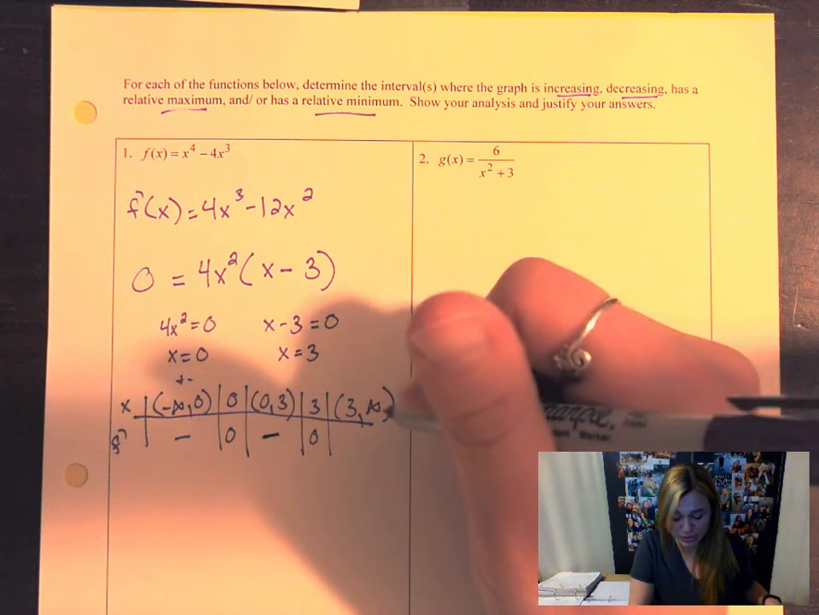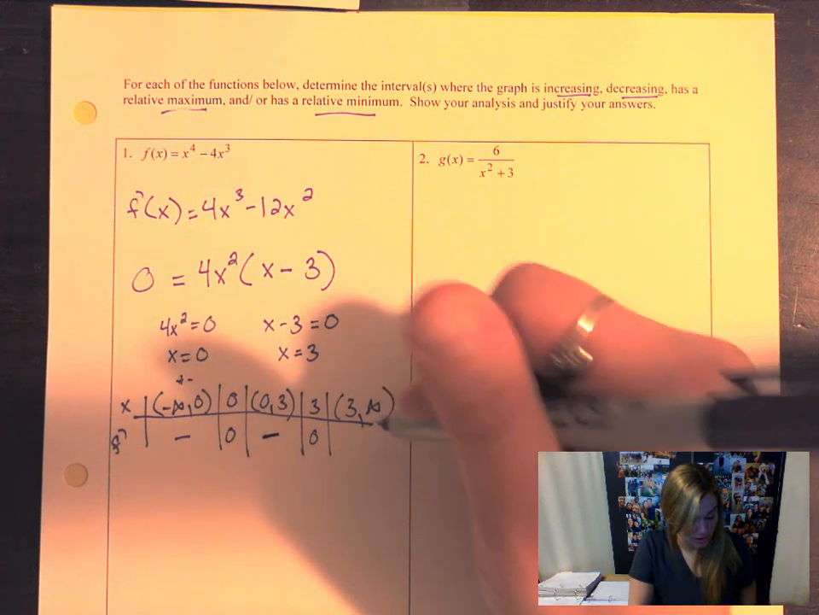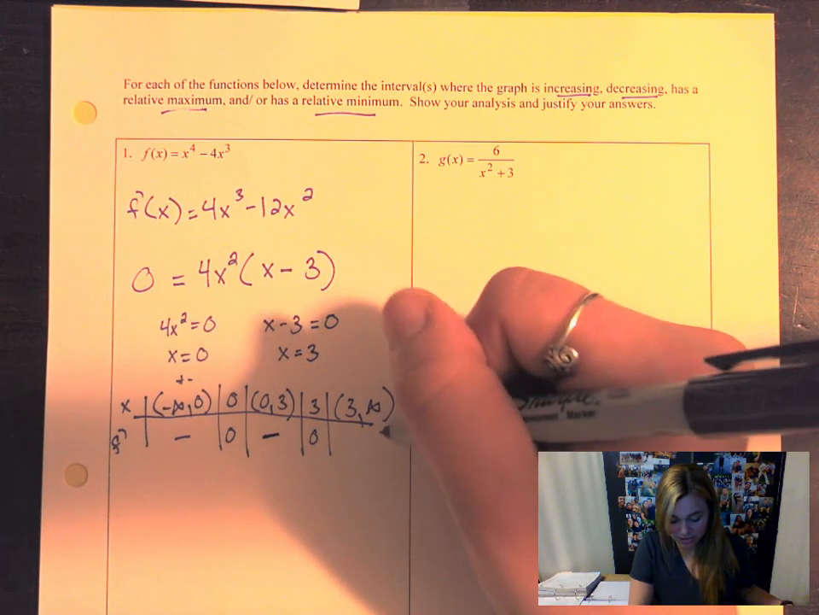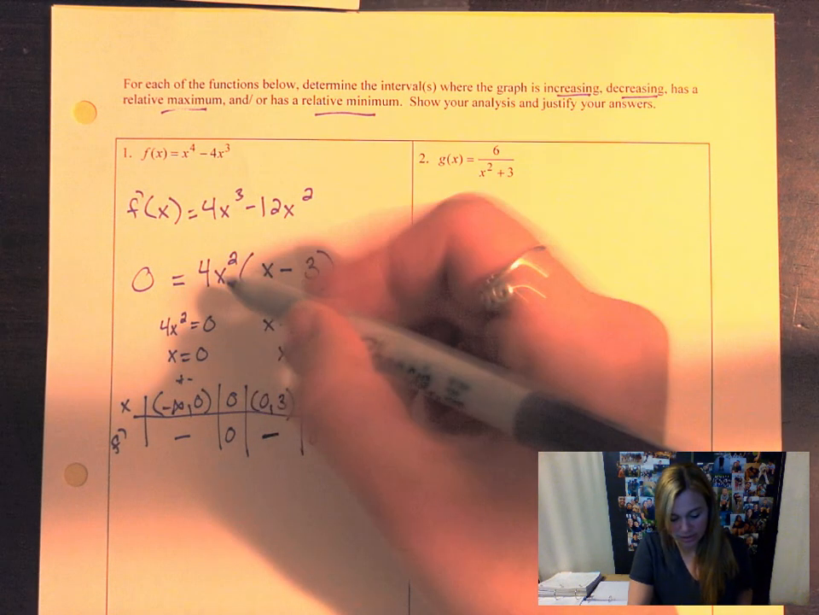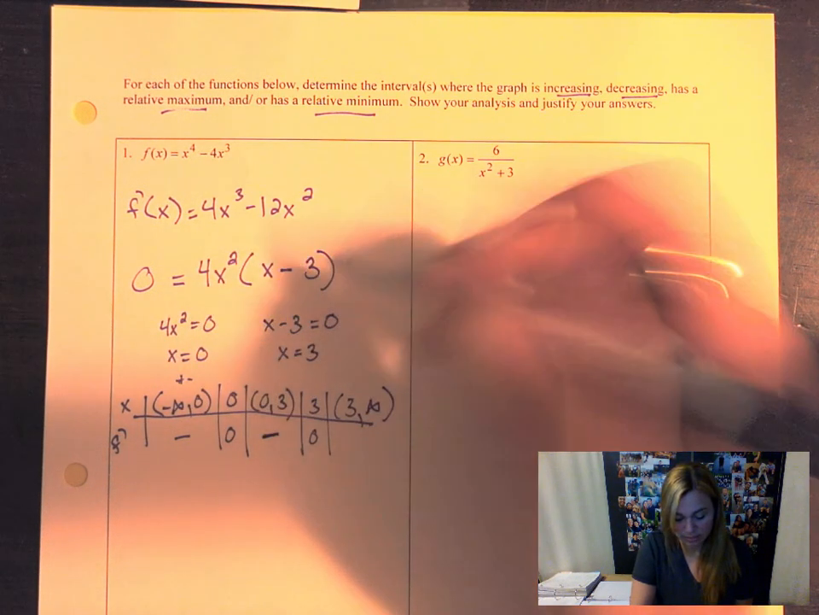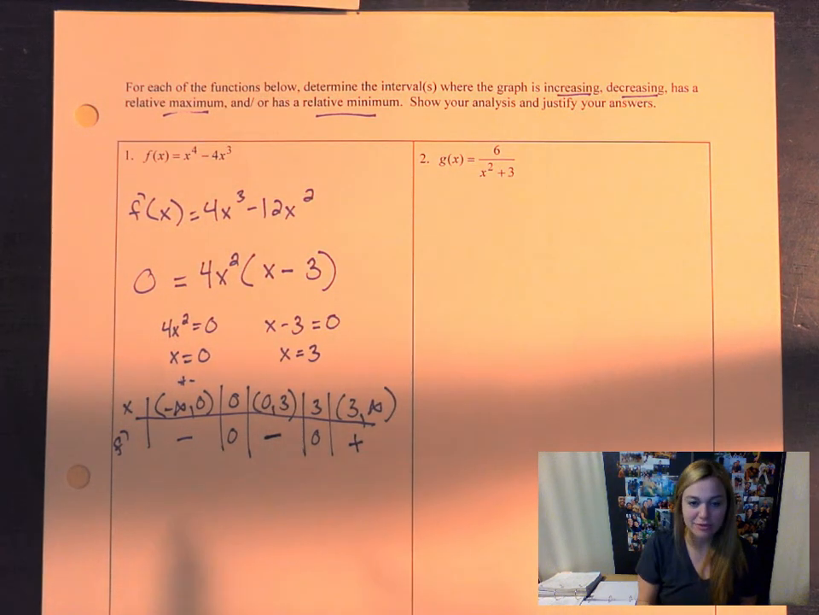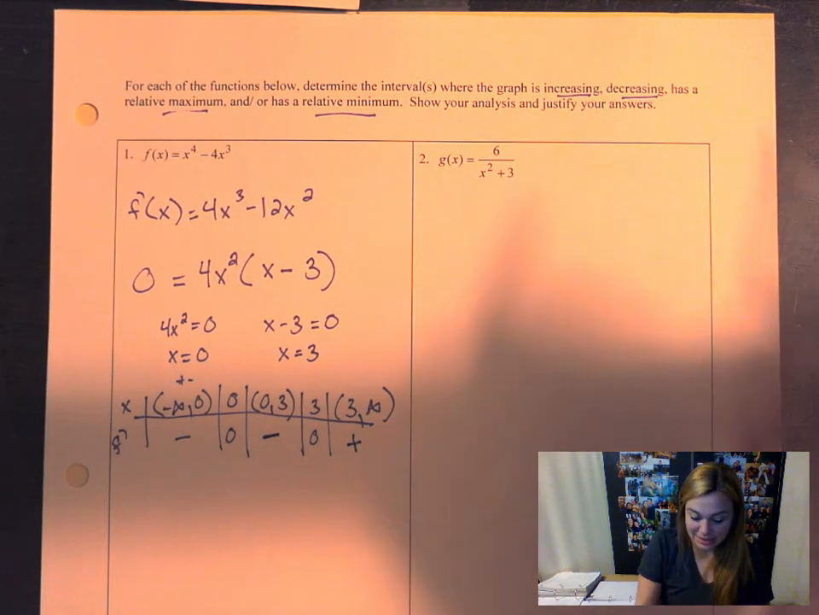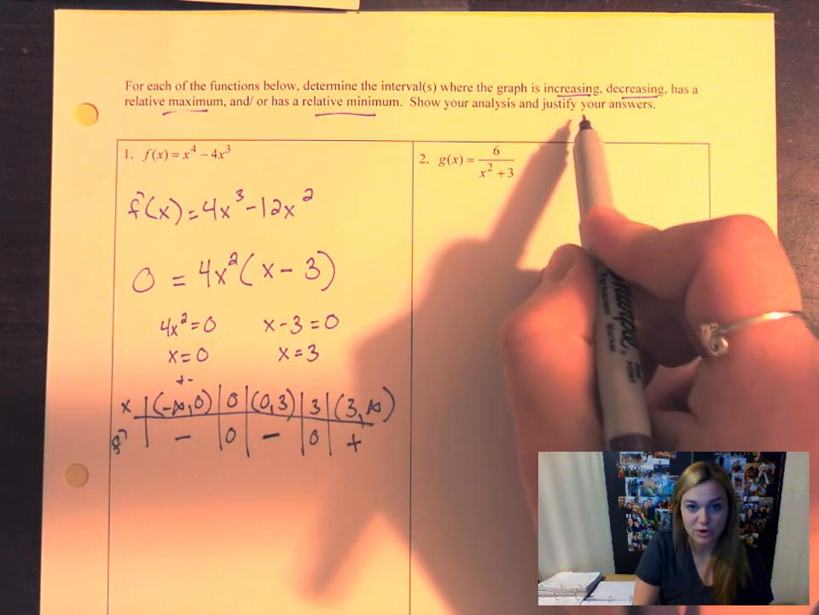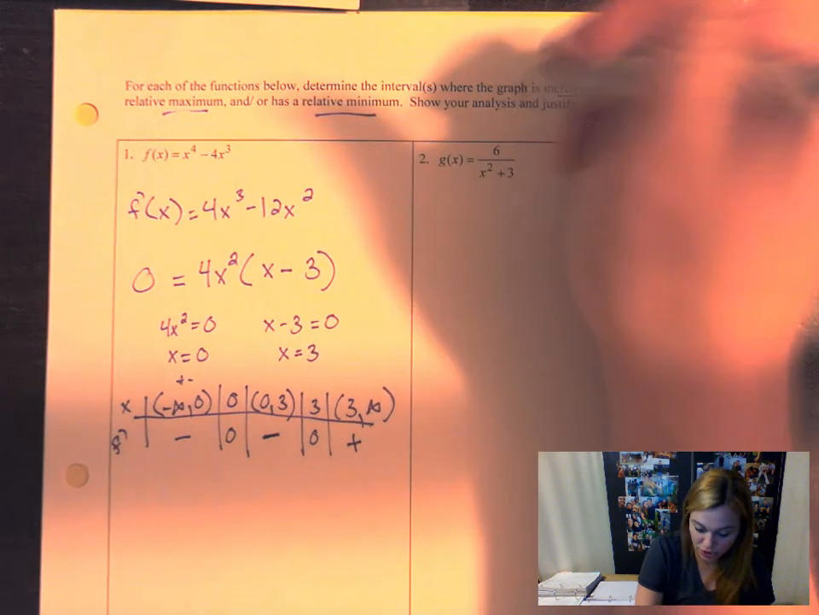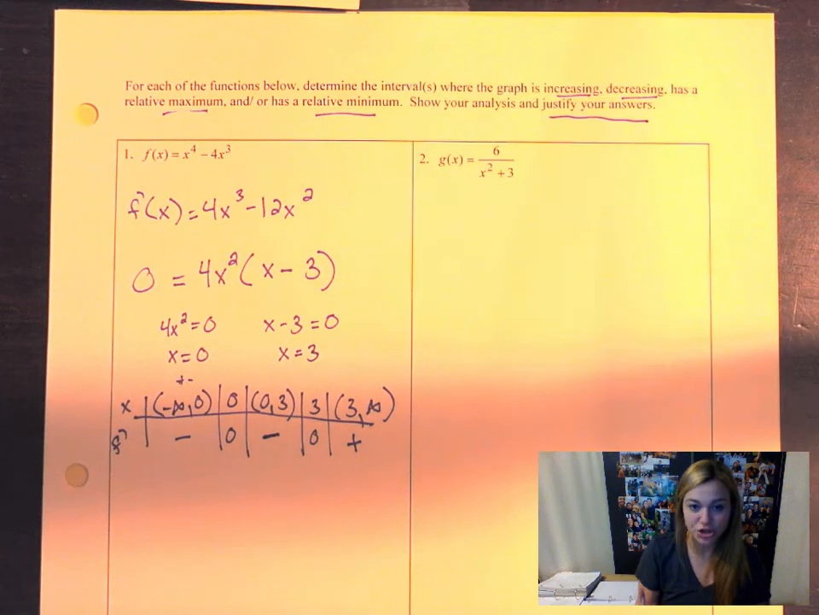If I'm saying 3 to infinity, pick your favorite number, let's say 10. This would be positive, and 10 minus 3 is positive. So I've got positive. So negative, negative, positive. And then it says we have to determine the intervals where the graph is increasing, decreasing, and show your analysis and justify your answer. I just showed my analysis, but I need to justify my answer and actually say what my answer is.